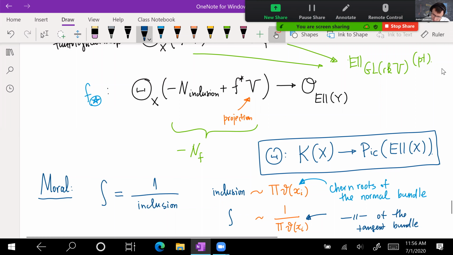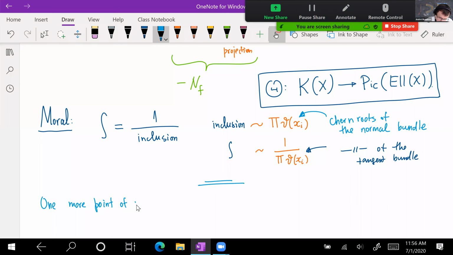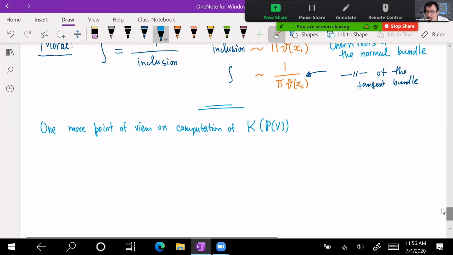I'm not even at the beginning of what I was planning to discuss today, but let me conclude with one more point of view, on computation of K theory of projective space. So we've looked at K theory of projective space from left, from right, from top, from the bottom, from the front, and now we're going to have it from behind.